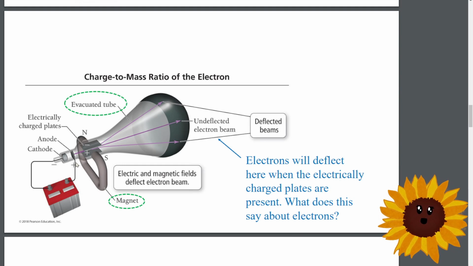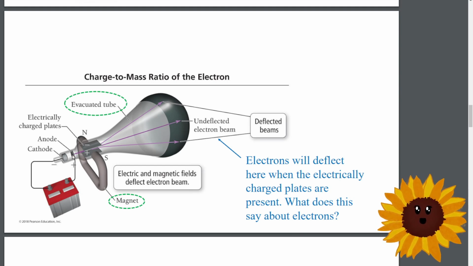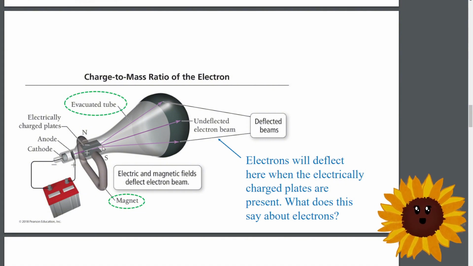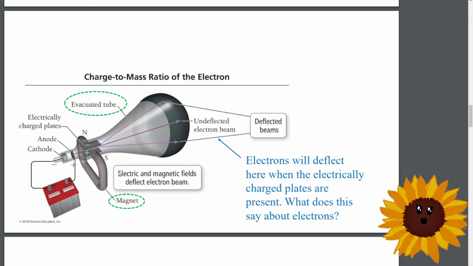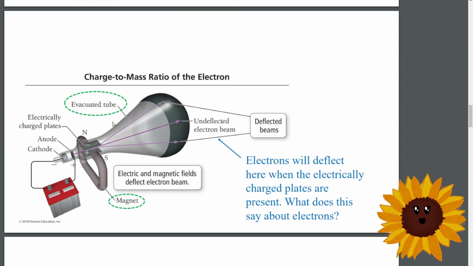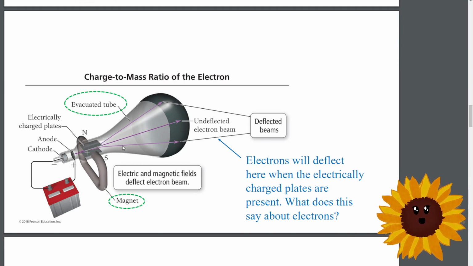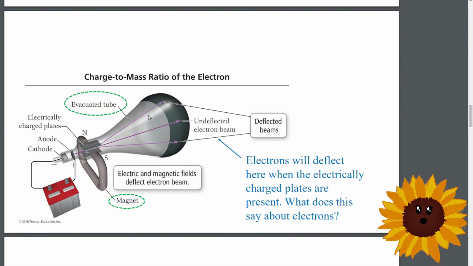It's hooked up to some electricity with our cathode and anode, and when the electrons are sent forward, the beams are deflected. The electrons actually travel in different ways. It's not straight on, because the magnet is changing the direction that the electrons go. So the electric and magnetic fields deflect the electron beam. The electrically charged plates as well as the magnetic field are causing the electrons to bend and travel in different paths. They're deflected beams.